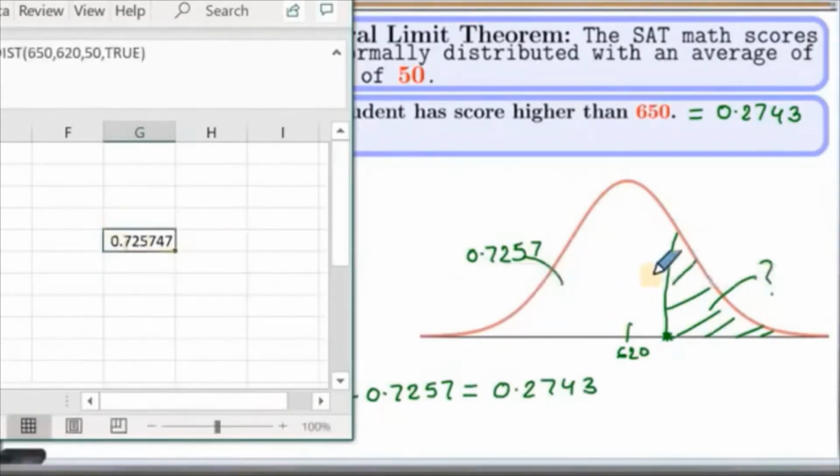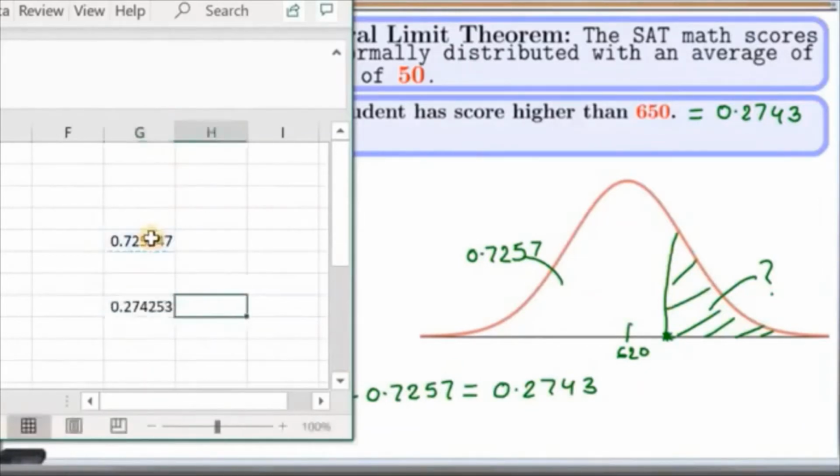Excel gives us the area to the left, which is this area here, and we need the area to the right. So now all we need to do is subtract this number here from 1. For that, you can type in equals 1 minus, then go up here and select that cell, then hit enter. Okay, so we got this number here, and this is exactly what we got using the formula and also using the calculator. So let's look at another problem.